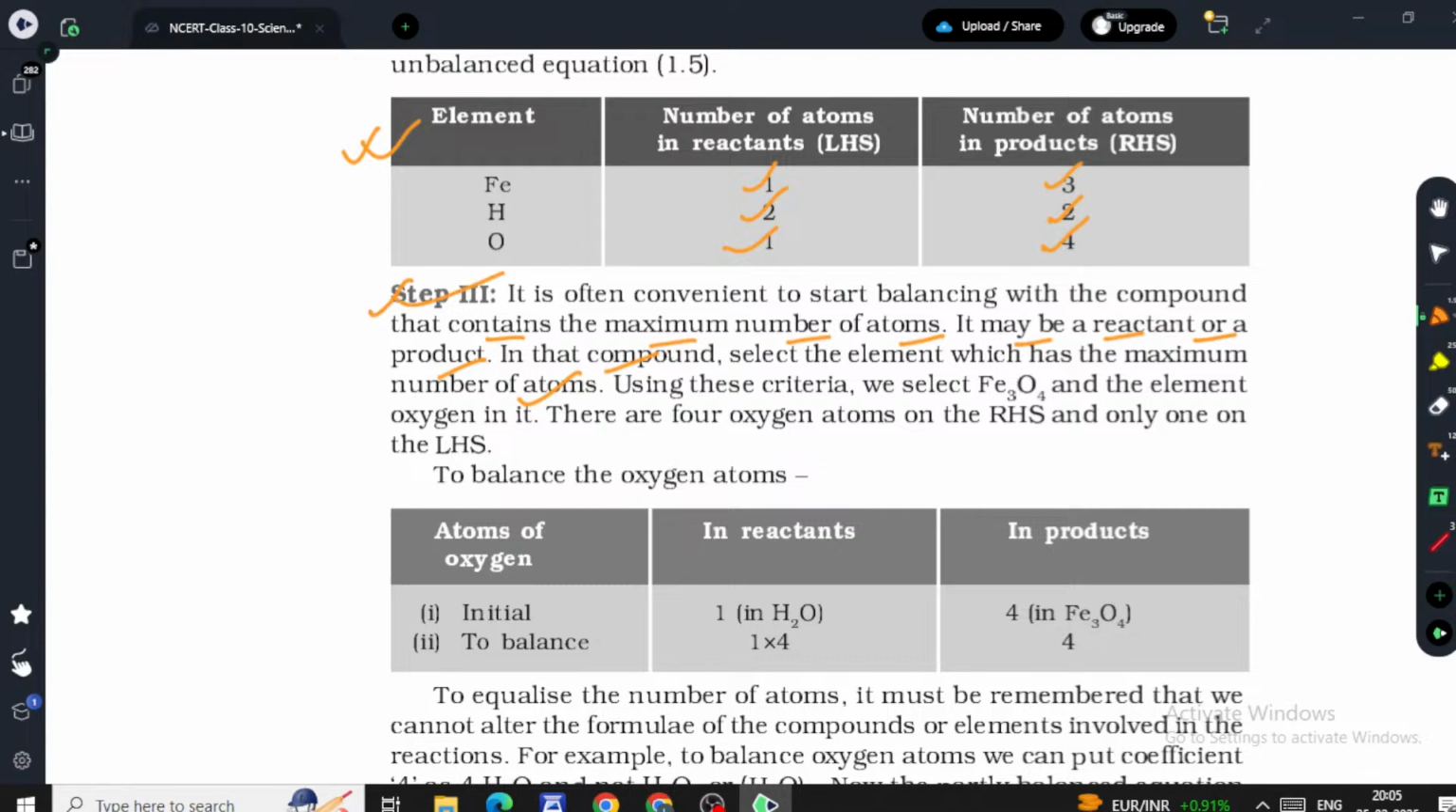It may be a reactant or a product. Here the maximum is 2, here the maximum is 3. Using this criteria, select the element which has the maximum number of atoms. Here the number of Fe is maximum, 3. There are 4 oxygen atoms. Using these criteria, we select Fe3O4 and the element oxygen in it. There are 4 oxygen atoms on the RHS and only 1 on the LHS.